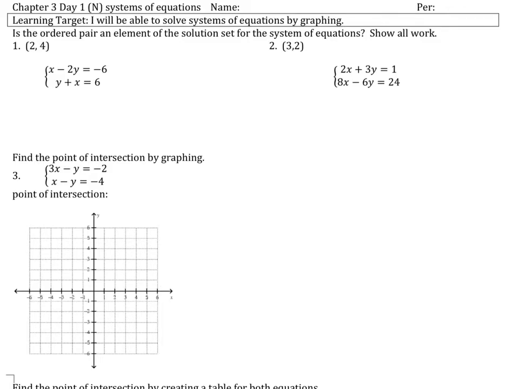Algebra 2, Chapter 3, Day 1. Systems of equations. Learning target: I will be able to solve systems of equations by graphing.